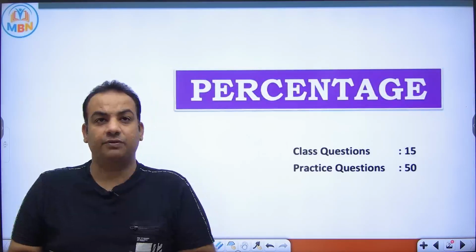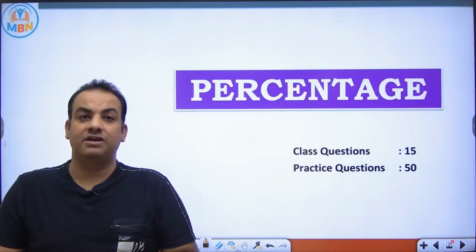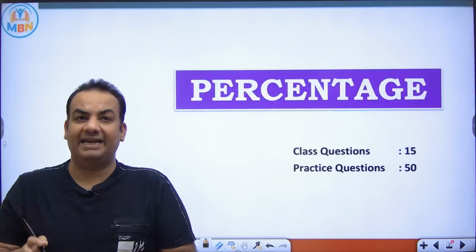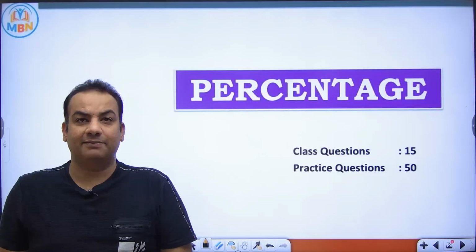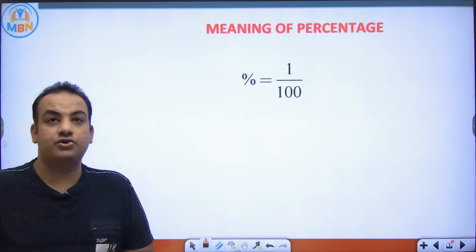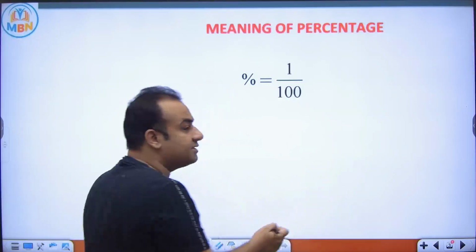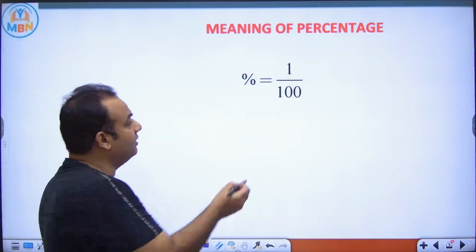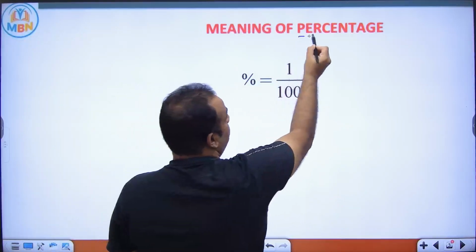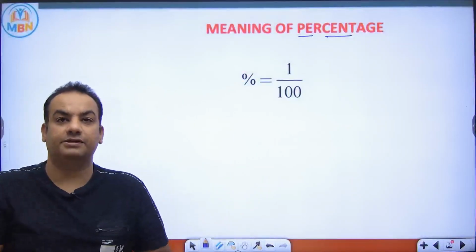So this session would be slightly longer because I'm trying to cover the entire percentage in one session. This session will go for 90 to 100 minutes, I suppose. So I'm starting with the session. First of all, you should know what is the meaning of percentage. Meaning of percentage is 1 upon 100. Wherever you get the symbol percent, we use 1 upon 100 in place of percentage.